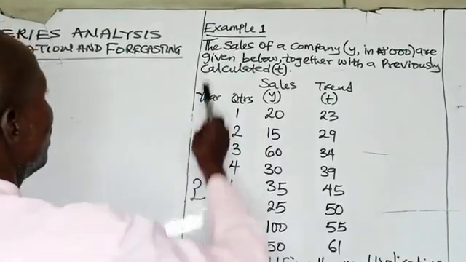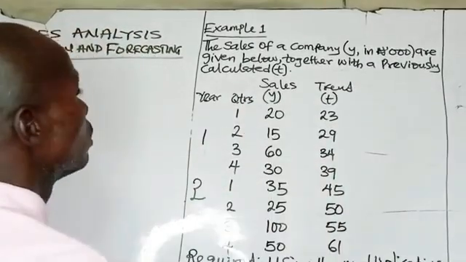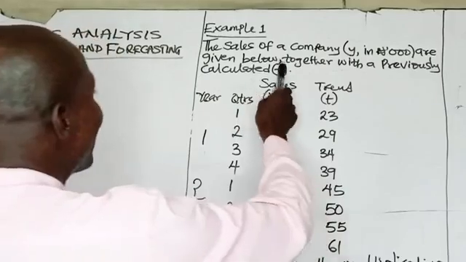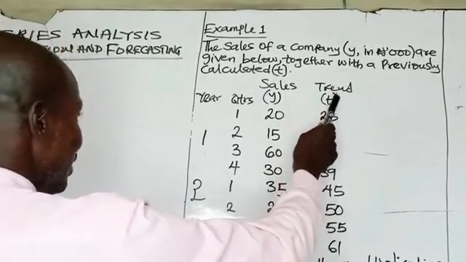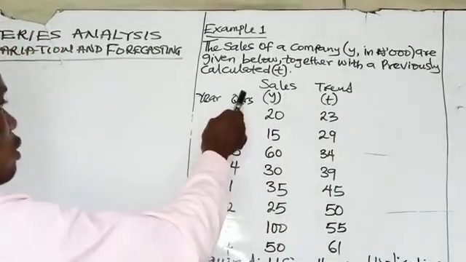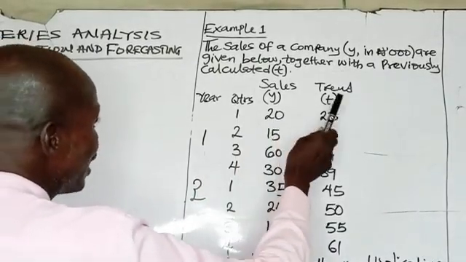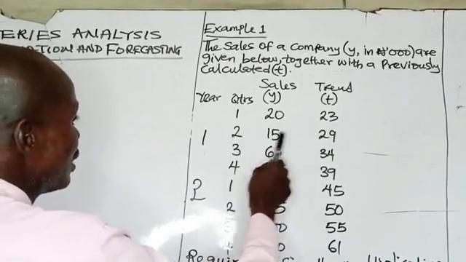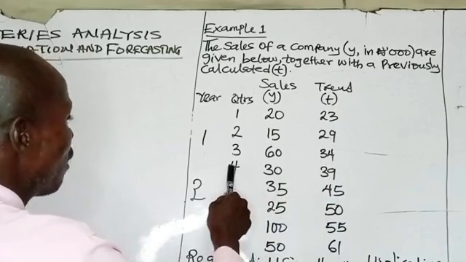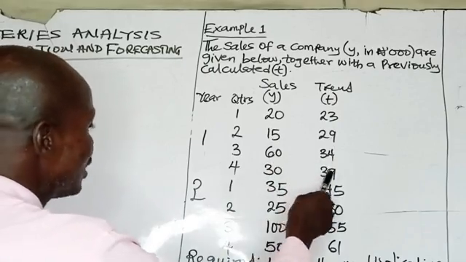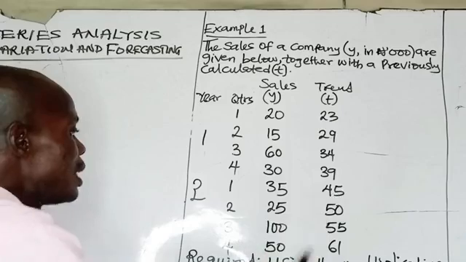Example 1. The sales of a company Y in 1,000 naira are given below, together with a previously calculated T. Sales Y, trend T. We have year 1 and year 2. We have quarters. In quarter 1 of year 1, 20, and trend 23. In quarter 2, sales 15, trend 29. In quarter 3, sales 60, trend 34. In quarter 4 of year 1, sales 30, while trend is 39.